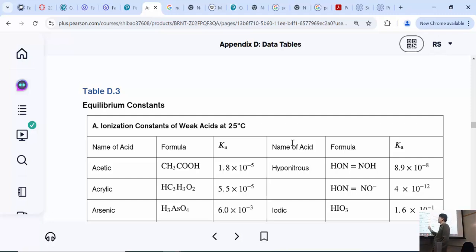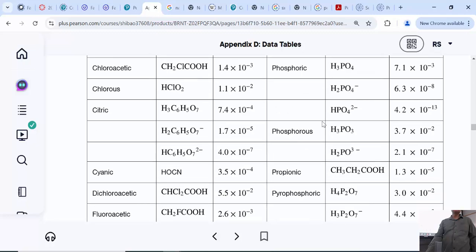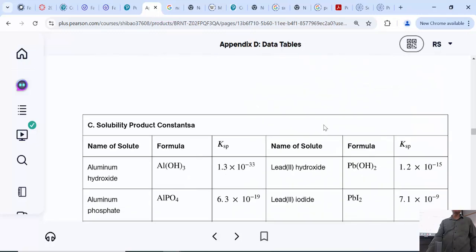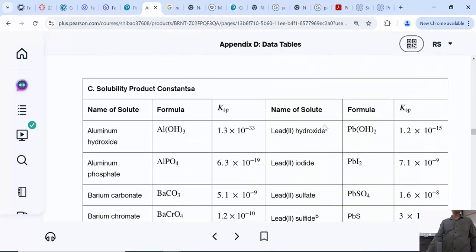And so we can compare the acids. And this is going to give us an idea of acid strength. So these are called Ka, or acid dissociation, or acid ionization, or acid hydrolysis equilibrium constants here. So that's in D3. This is chapter 16, or 17, which we're going to start today.